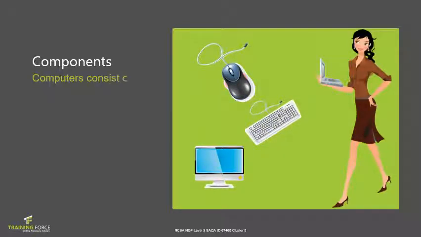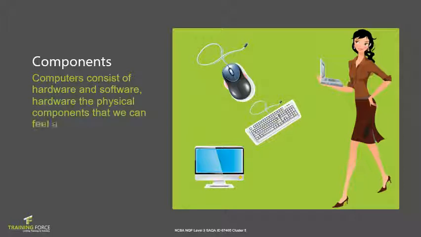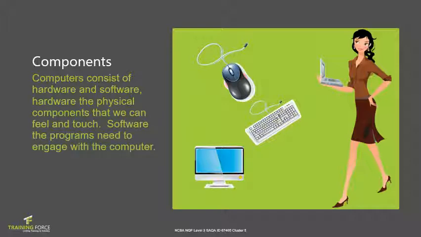Computers consist of hardware and software. Hardware are the physical components that we can feel and touch. Software, the programs that we need to engage with the computer. Although in today's world of technology, computers have become smaller and more portable with components like the keyboard and mouse built in to the device.